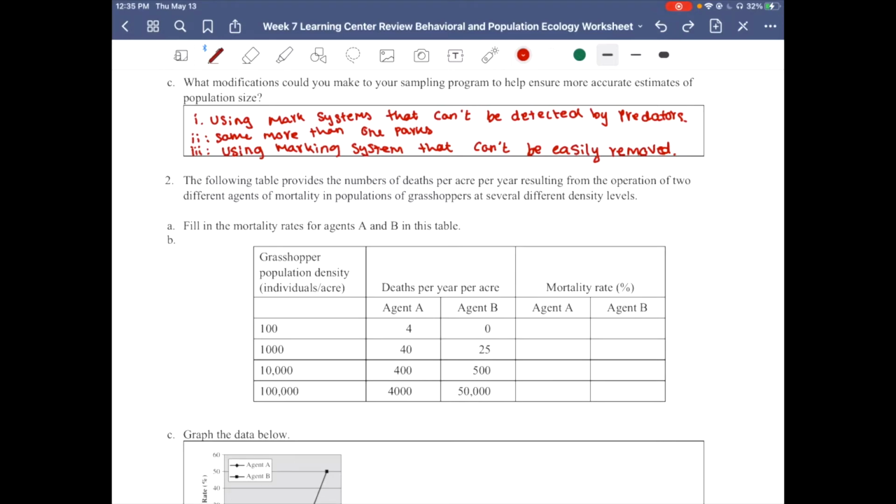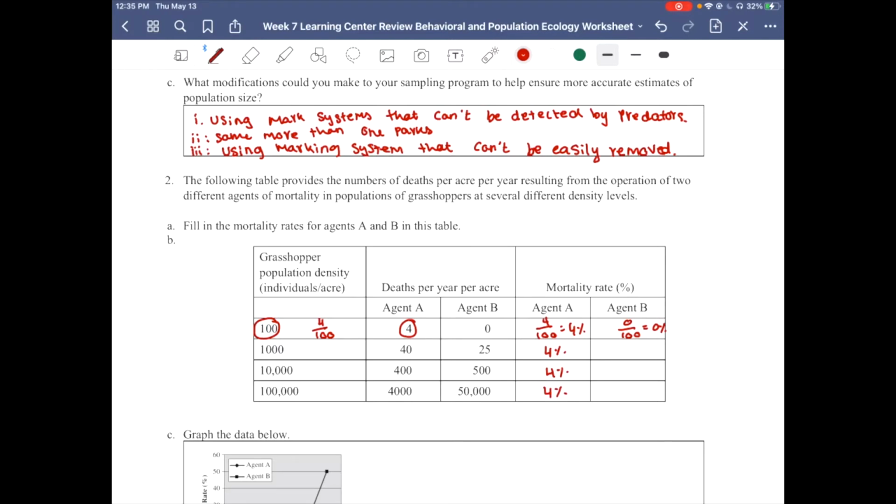So for agent A, here we have 4, here we have 100. So we're going to be doing 4 over 100 for agent A. So 4 divided by 100. And then here would be 0 over 100. So this will be 4%, this will be 0%. And if we continue the same logic, this would also be 4%, this would also be 4%, this would also be 4%.